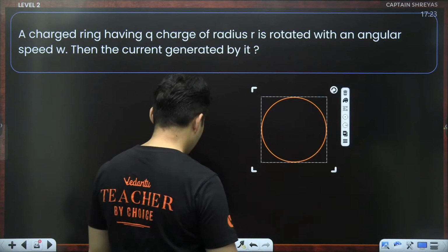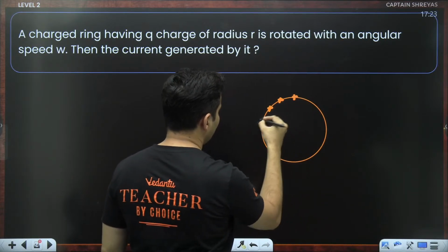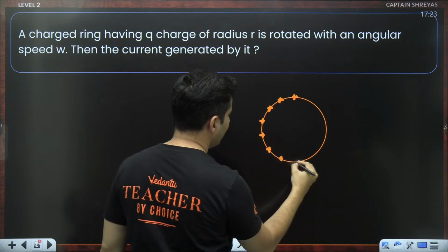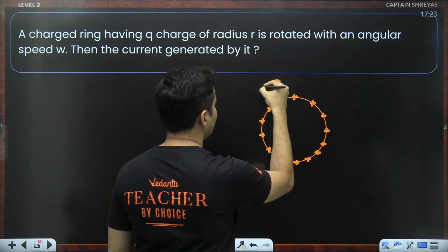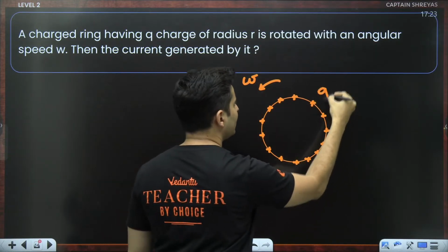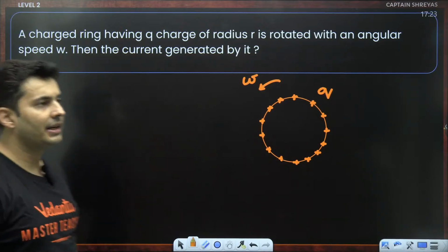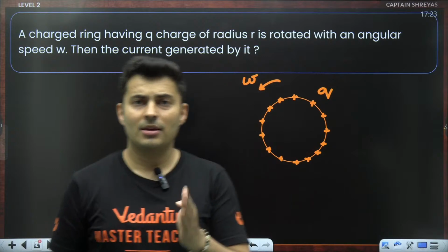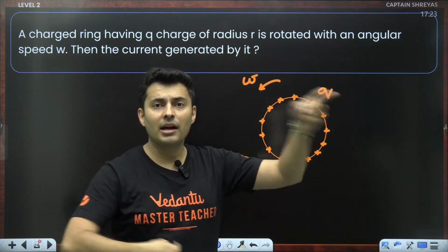So there is a charged ring, something like this. So that charged ring is like this. The charges are there everywhere. And what you're doing now is you're rotating it with some angular speed omega. The total charge on the ring is capital Q. Question is, what is the current generated by it? Now, my logic to solve this problem is, all these charges are playing ringa ringa roses.